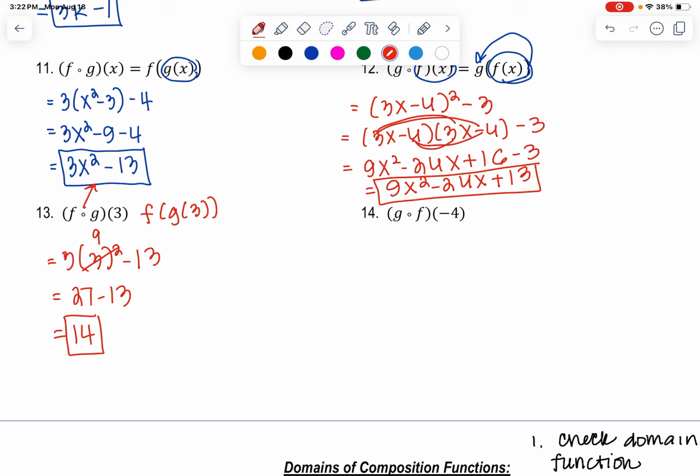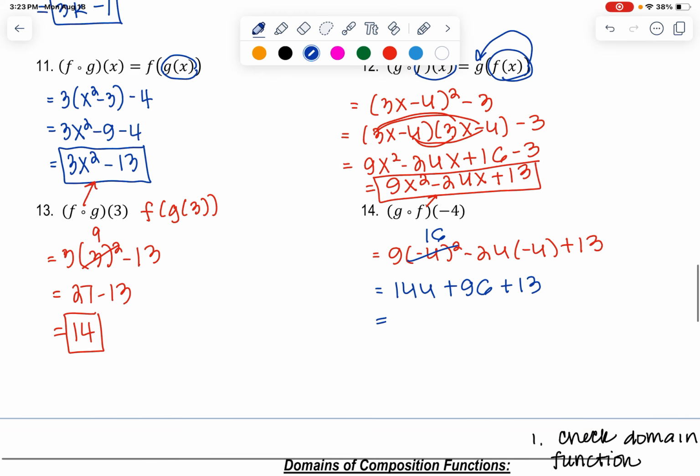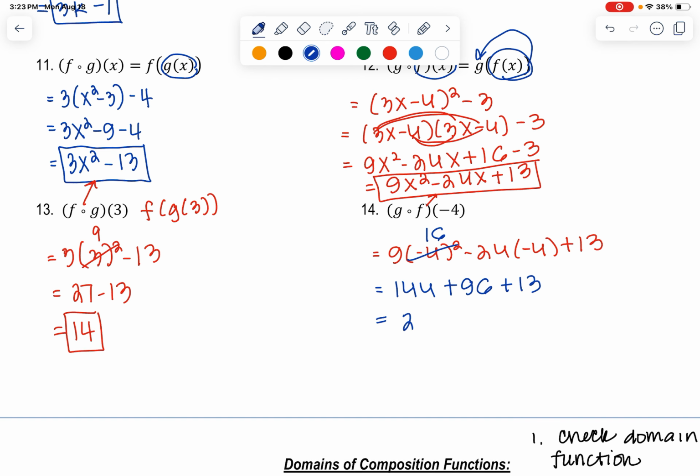Okay, and then this next one here, same idea. This is g of f of x, so we're going to plug in negative 4 to that. So we're going to do 9 times negative 4 squared minus 24 times negative 4 plus 13. All right, a little bit of mental math here. That's 16. 9 times 16 is 144. Negative 24 times negative 4. 48 doubles 96, and then plus 13. Okay, so then we have 144 and 96, which is 240, plus 13 is 253.